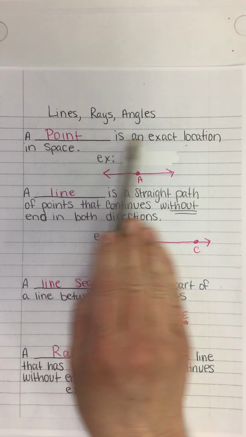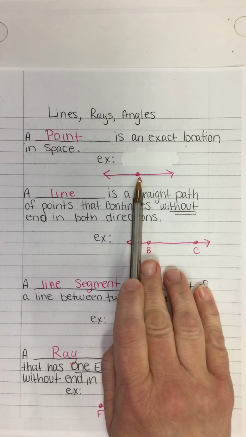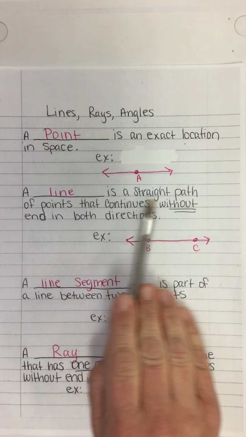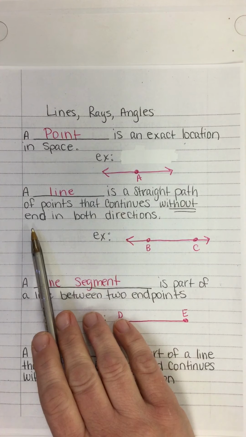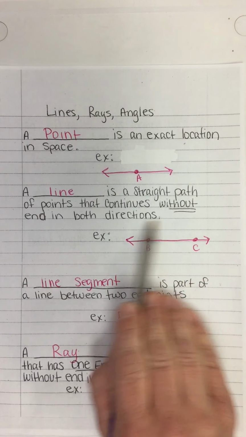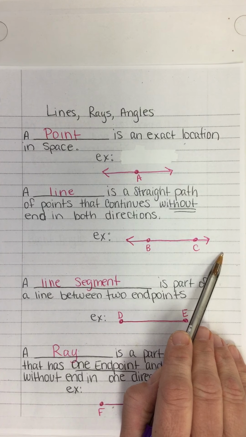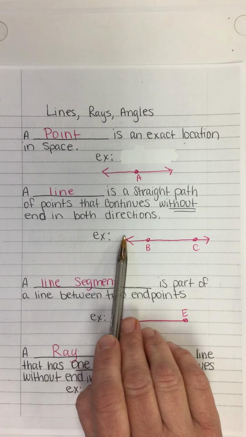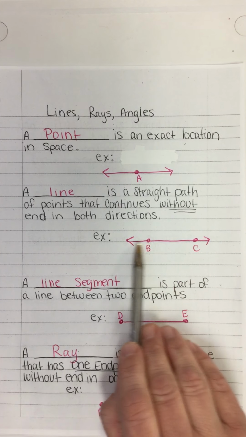So a point is an exact location in space. So it's the dot that's on the line. That's your point. A line is a straight path of points that continues without end in both directions. So this is a straight line. Okay, if you look at this, this is also a straight angle in it. So a straight line could also be considered a straight angle.